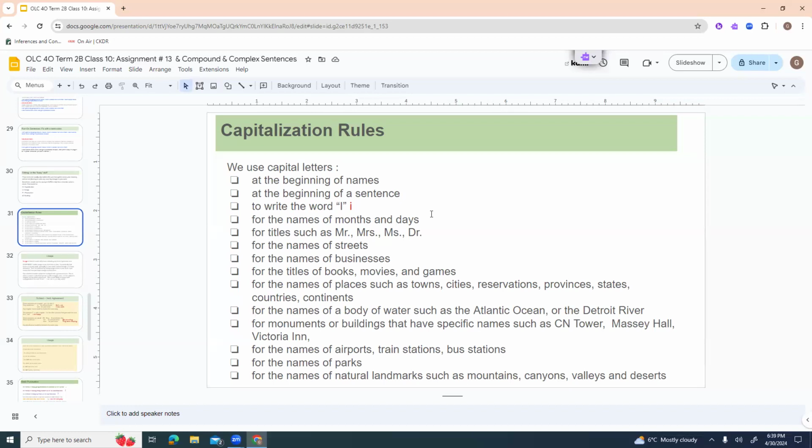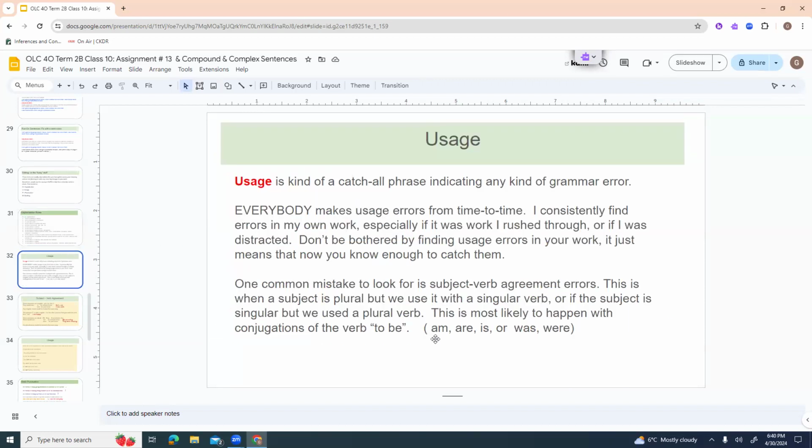For the names of airports, train stations, or bus stations, if they have a name, they don't always, but sometimes they do. For the names of parks, not every park has a name, right? But sometimes you'll see like a little sign if it's a local park that'll have a name, or big parks like provincial parks will have a name as well. And for the names of natural landmarks such as mountains, canyons, valleys, and deserts. Again, not every single one of those will have a name. A small one might not, but bigger ones usually will have an actual name.